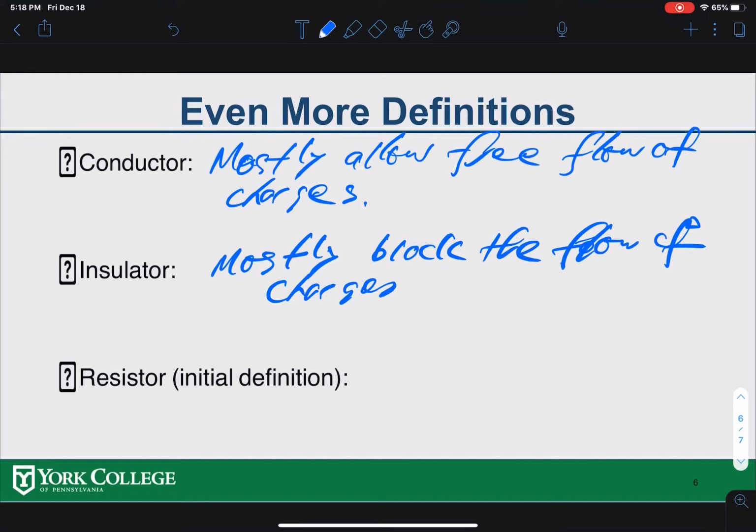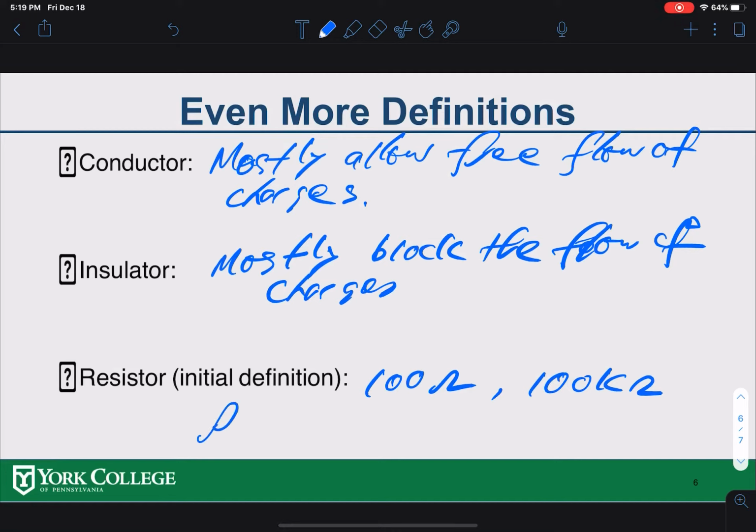Resistor. Any device with a fixed amount of resistance is called a resistor. So a resistor has a fixed amount of resistance. Resistance has the unit of ohms. If I have 100 ohms, that means that device has 100 ohms of resistance. If I have 100 kilo ohms, that means that device has 100 kilo ohms of resistance.